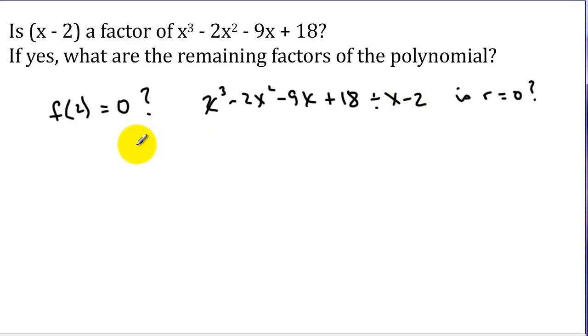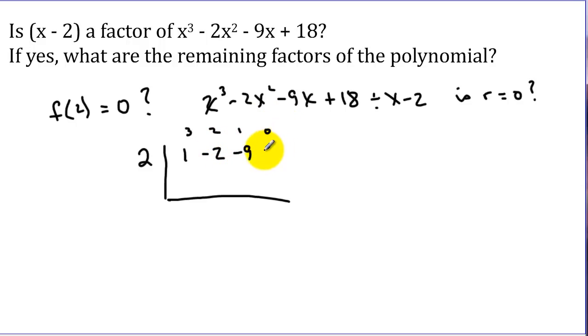So let's set that up. Remember, we take the opposite of this number and it goes outside of the divide symbol. We make our upside down divide. And our coefficients here, I'm just going to label these so we don't forget one. The coefficient of the x cubed is 1, the coefficient of the x squared is negative 2, the coefficient of the x is negative 9, and the coefficient of the power of 0 term, which is the constant term, is 18.